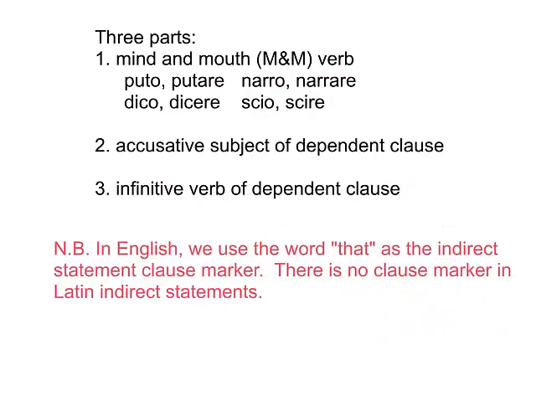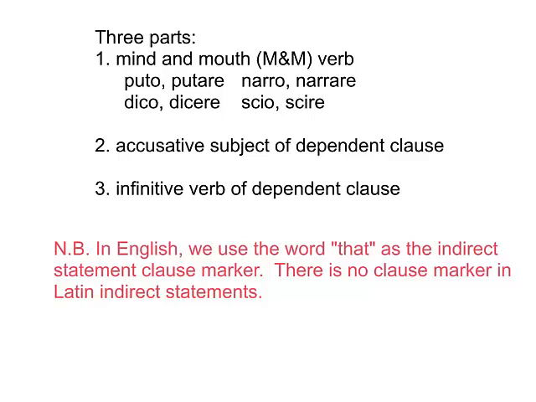So indirect clauses have three parts. They have a mind and mouth verb, or what we'll call an M&M verb. Here are some examples of those. Puto, putare, I think. Narro, narrare, I tell. Dico, dicere, I say. And scio, scire, I know. But there are many more. And you kind of know them from the meaning, right? They're mind and mouth verbs.